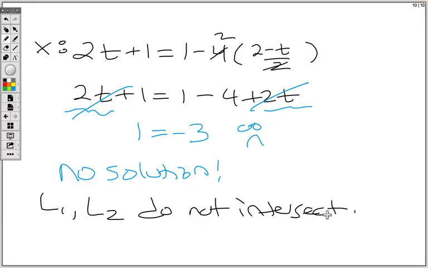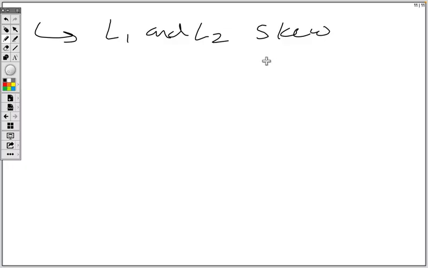So if you try to get a t and an s so that the x, y's, and z's all match up at the same place, you just can't. You get nonsense from that. Okay? So L1 and L2 do not intersect. That's the first thing. So at this point, the lines are either skew or parallel.